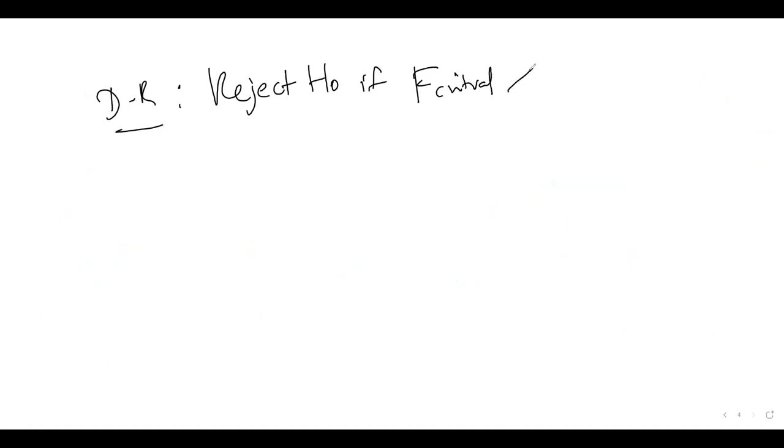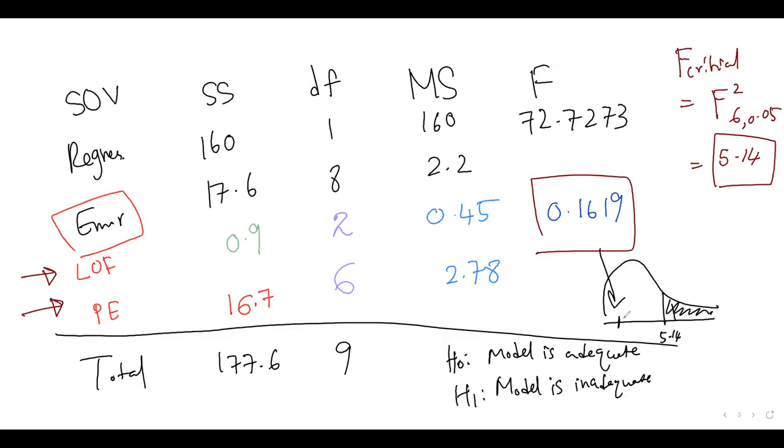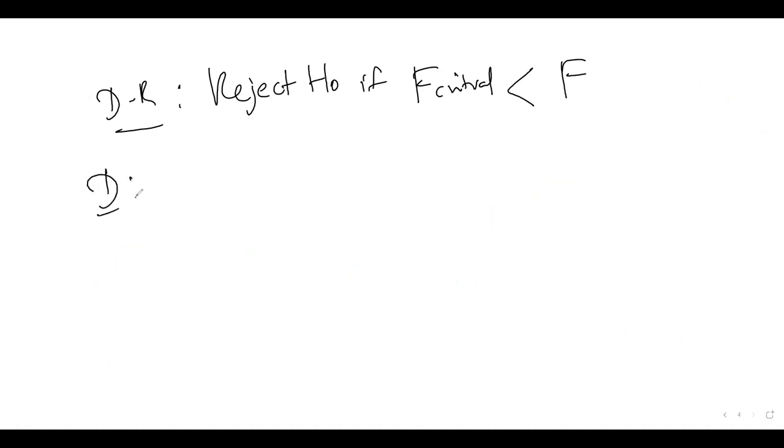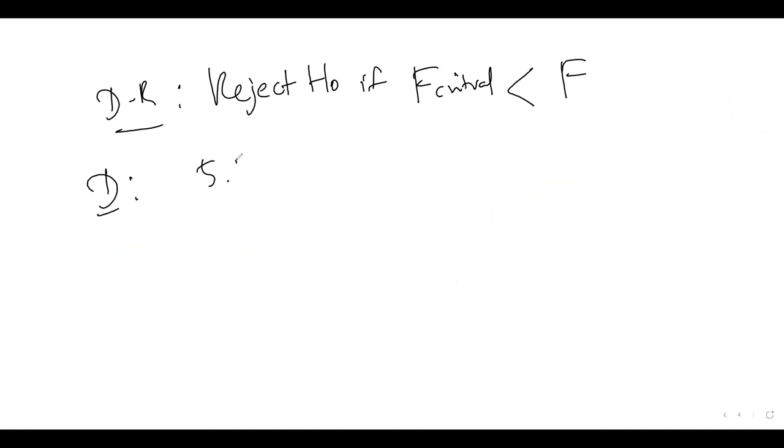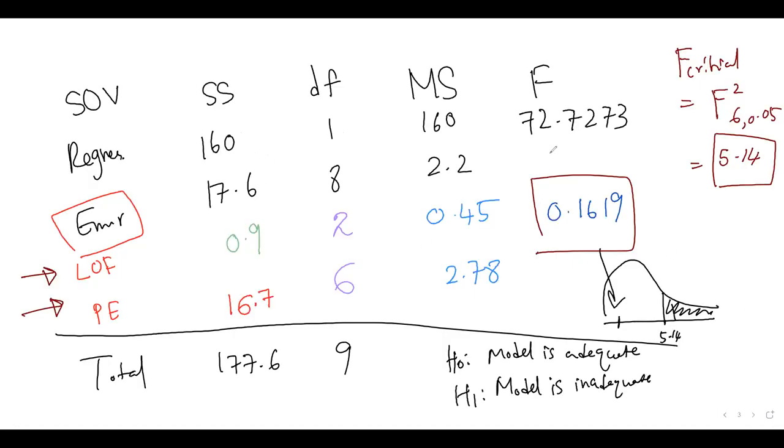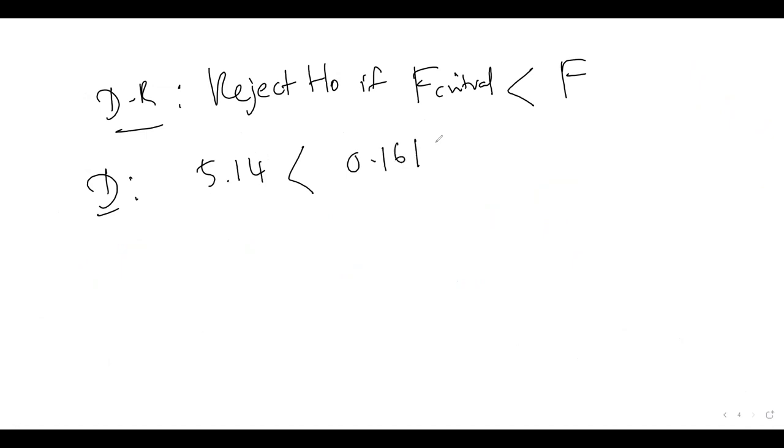It's the same hypothesis test that you know. The decision rule is: reject H naught if F critical is less than F value. You have to write all these. We reject if this falls here. So this is the computed F value, right? This is the critical. Our decision is what? What is our F critical? 5.14. What is our F value? 0.1619. Is this happening? No.